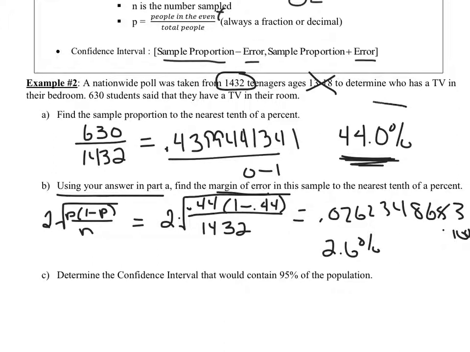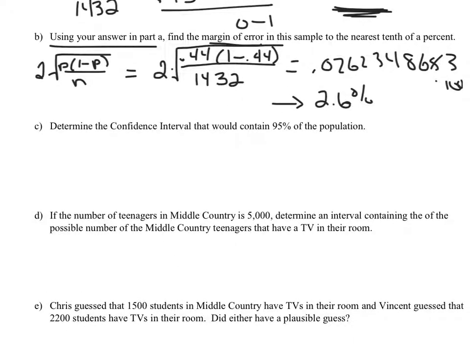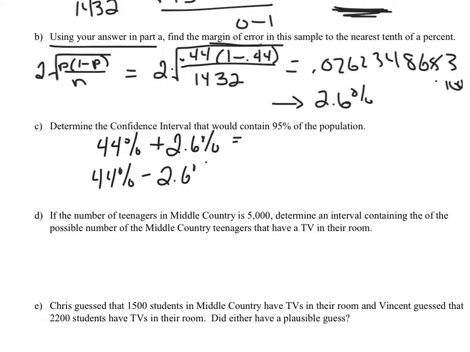So this is a sampling. This tells me how much I might be off if I go to another district, or a specific place, and want to guess how many teenagers have TVs in their room. So what's my confidence interval? My confidence interval is my sample proportion, which is my 44%, plus the margin of error, and my 44% minus the margin of error.